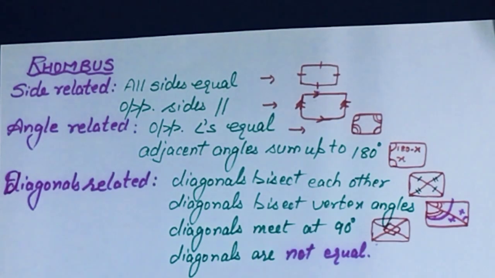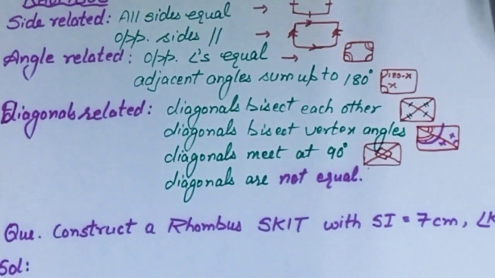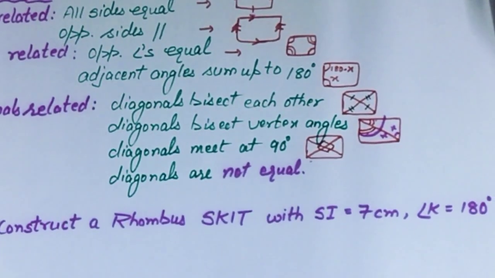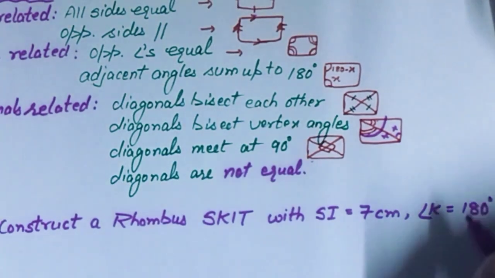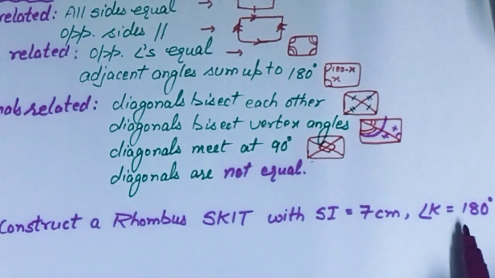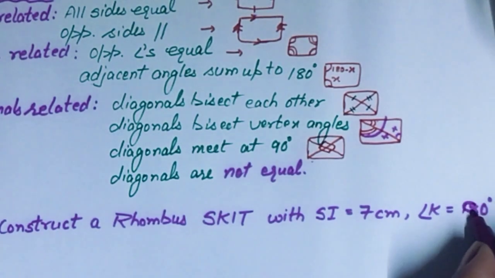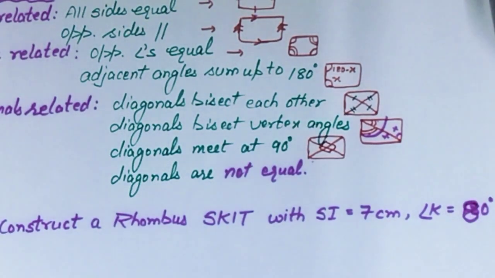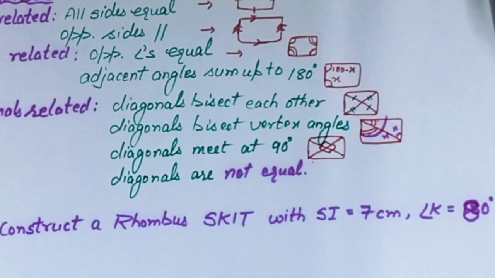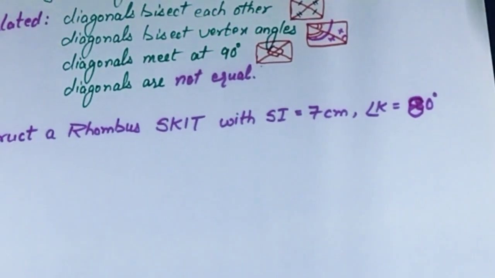Now we will use these properties of a rhombus to solve this sum. Here we have a sum where you have to construct a rhombus SKIT where SI is 7 centimeters and angle K is 80. It's not 180, it's 80 degrees. This was your classwork question today. So whenever you get a question like this, first of all you have to draw the diagram. Okay, so let's draw the diagram for this.